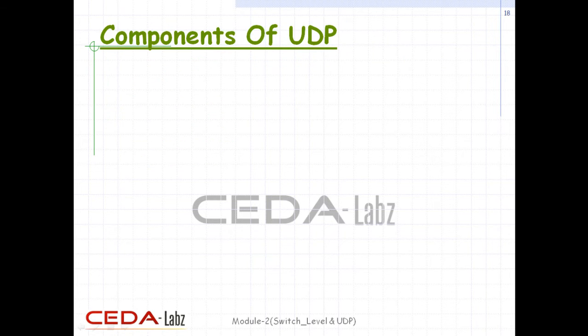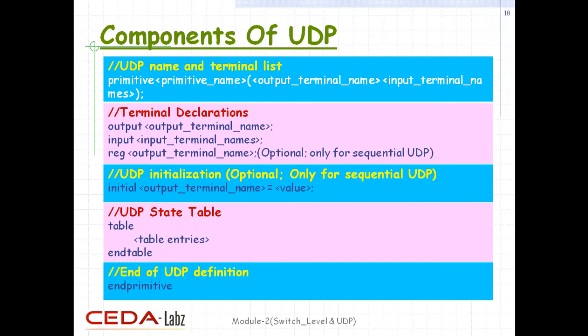These are the distinct parts of a basic UDP definition. A UDP definition starts with the keyword primitive. The primitive name, output terminal, and input terminals are specified. Terminals are declared as output or input in the terminal declarations section. For a sequential UDP, the output terminal is declared as a reg. For sequential UDPs, there is an optional initial statement that initializes the output terminal of the UDP.